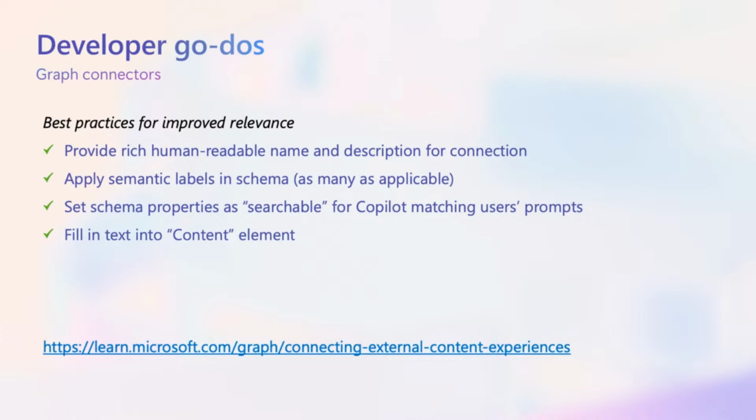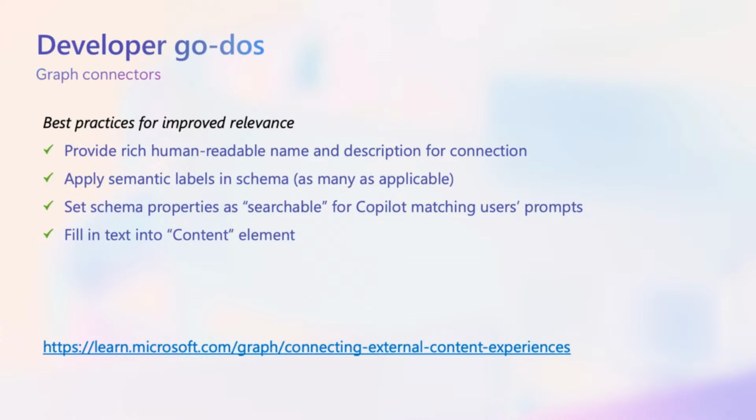Also, when you're thinking about your Copilot scenarios, make sure that you set those schema properties as searchable for the ones that are going to be used inside of users' prompts. So again, work together with your administrators or your end users, knowing what are the different kinds of questions they might ask, or what are the different pieces of metadata that would be helpful for them to filter against. Very, very helpful.